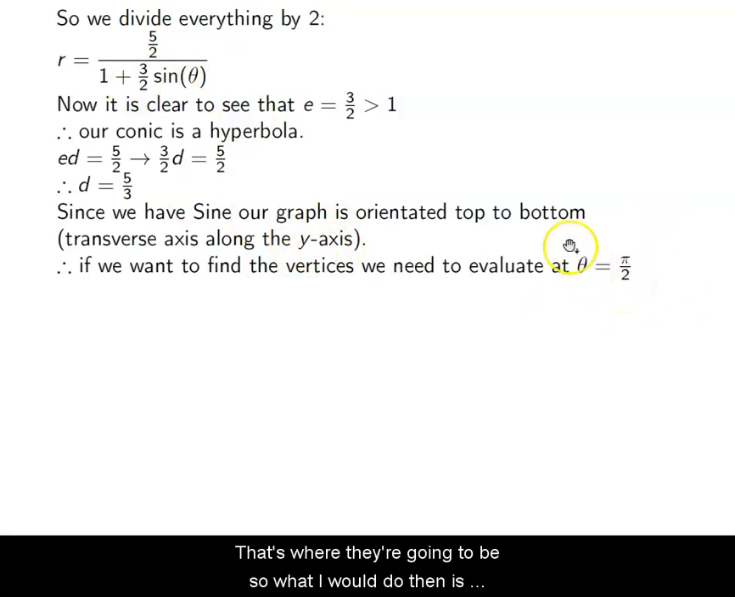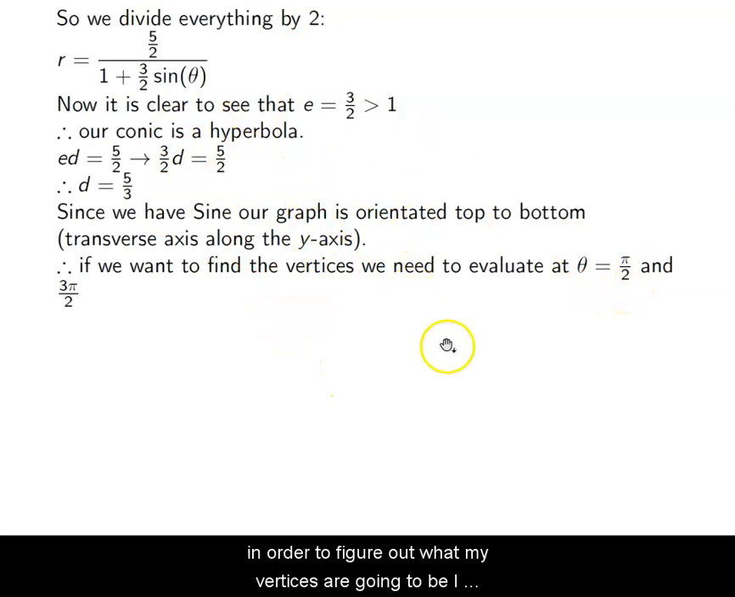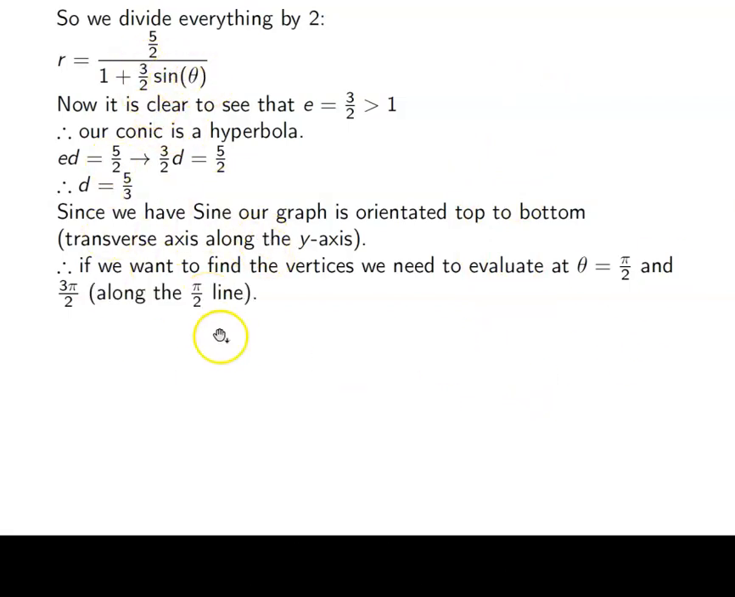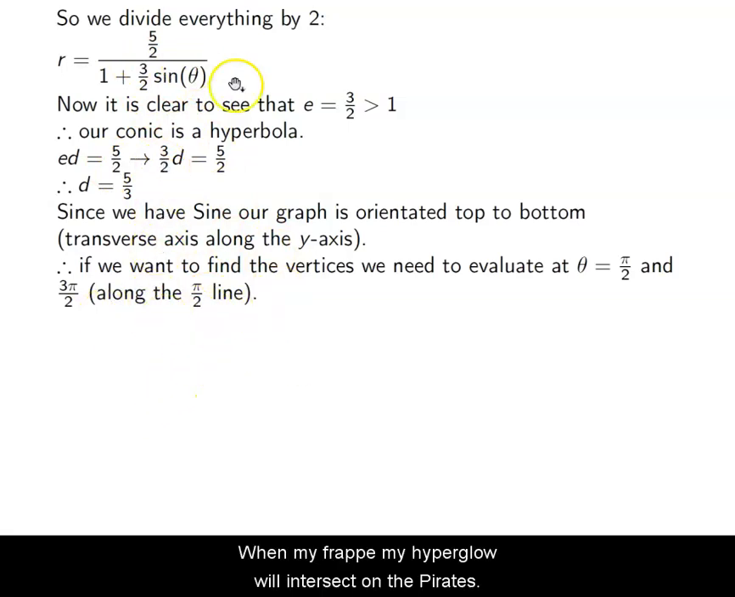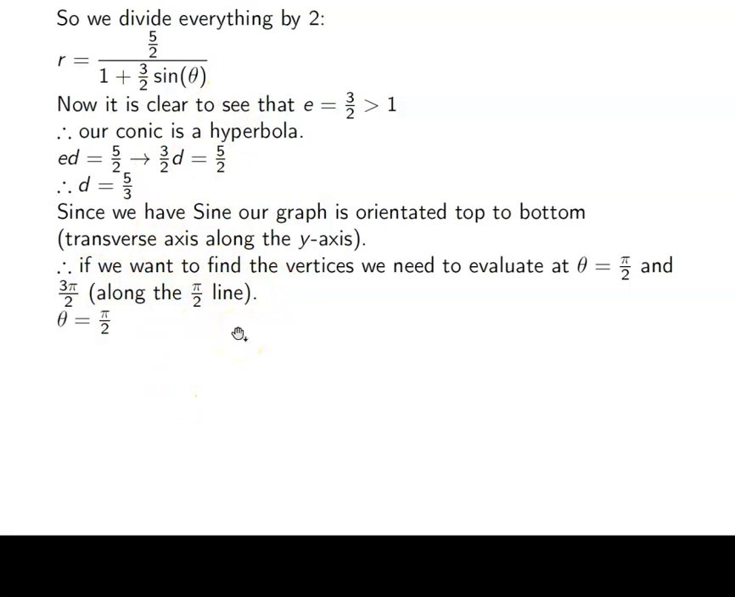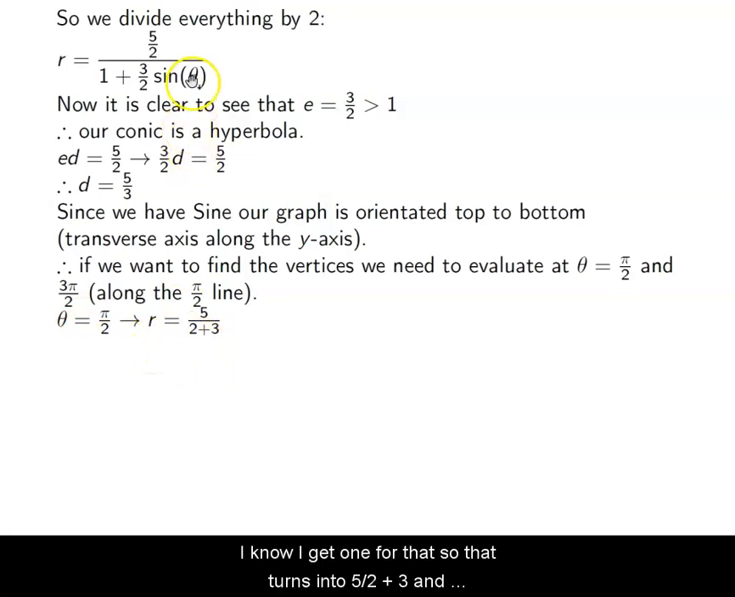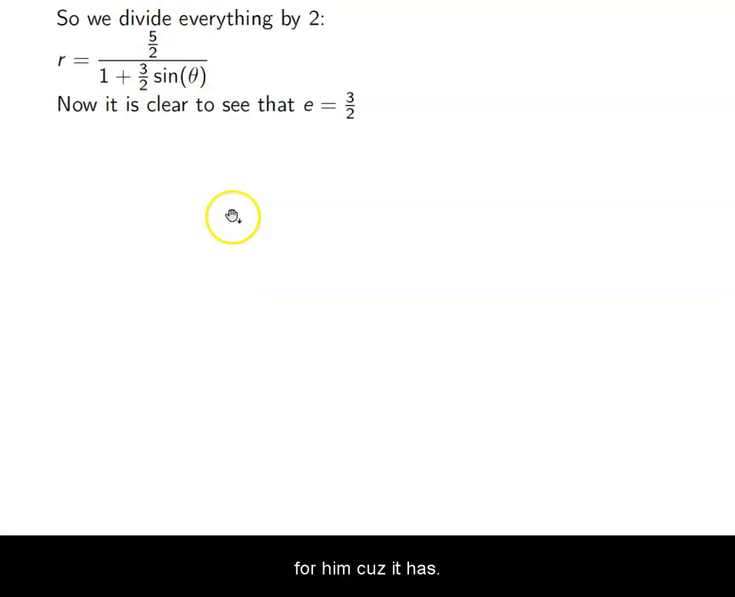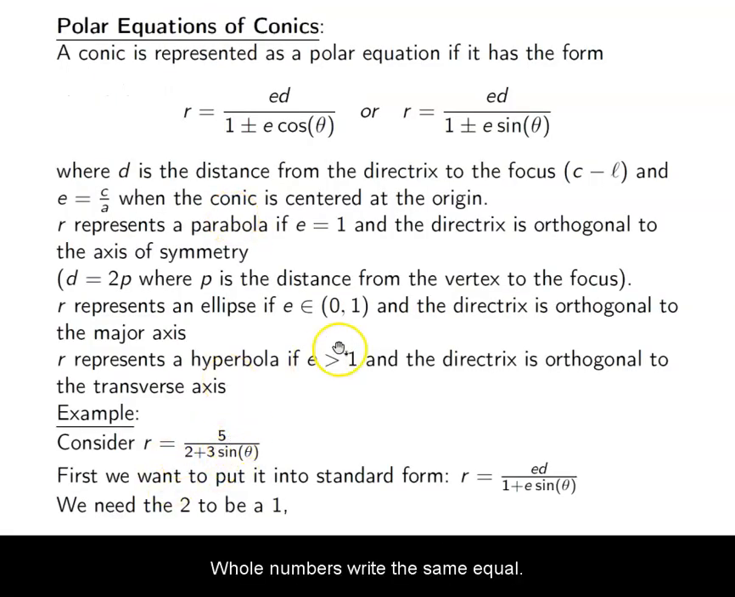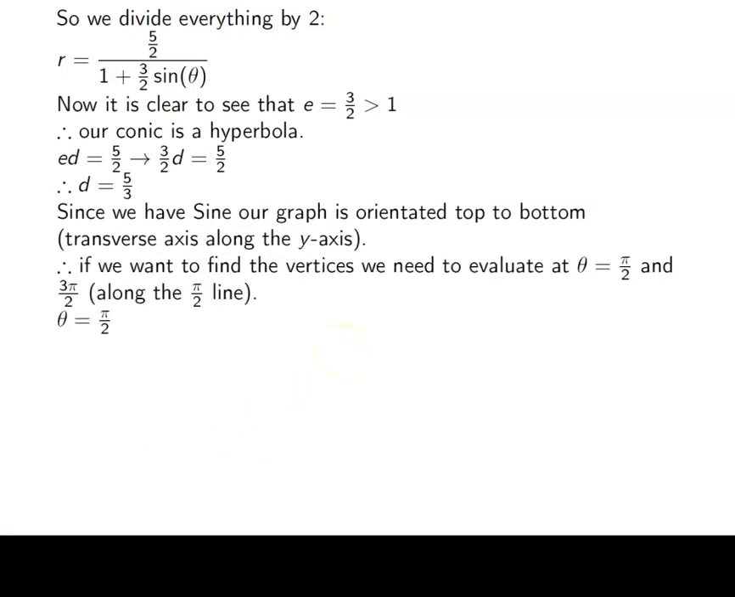So what I would do then, in order to figure out what my vertices are going to be, I need to remember that the pi over 2 line is actually 2 values. It's pi over 2 and 3 pi over 2. So I'm going to plug both of those in so that I can find my values, right? So that's where my hyperbola will intersect on the pi over 2 line. Okay. So I'm going to have theta is pi over 2. Plug that in. Okay. So I know I get 1 for that. So that turns into 5 over 2 plus 3. And so for this, instead of using this form, I'm just going to use the original form because it has whole numbers, right? It's the same equation. So 5 over 2 plus 3, which is 5 over 5, or 1.